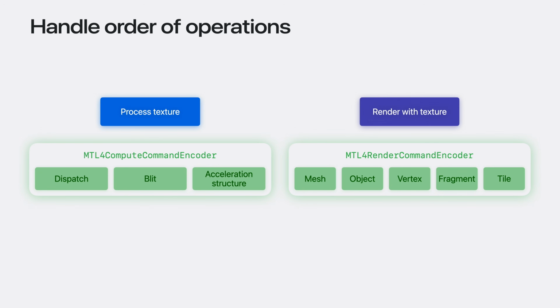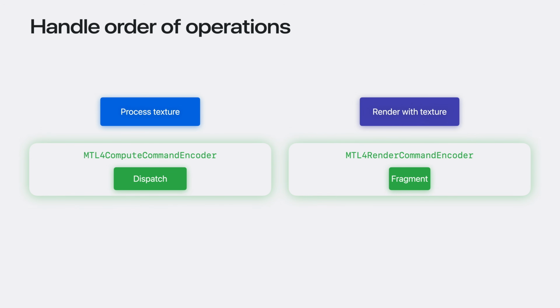Barriers work stage to stage, so you'll need to consider which stage each operation runs in based on the stages in the encoder. Processing the texture will execute on a compute command encoder as a dispatch stage operation. And the render will be part of a render command encoder, which reads the texture in a fragment operation. So the barrier you need is a dispatch to fragment barrier that waits for dispatch stage work to complete before letting any fragment work start. Using barriers effectively is important to achieve the best performance in your app, especially with a large number of resources.